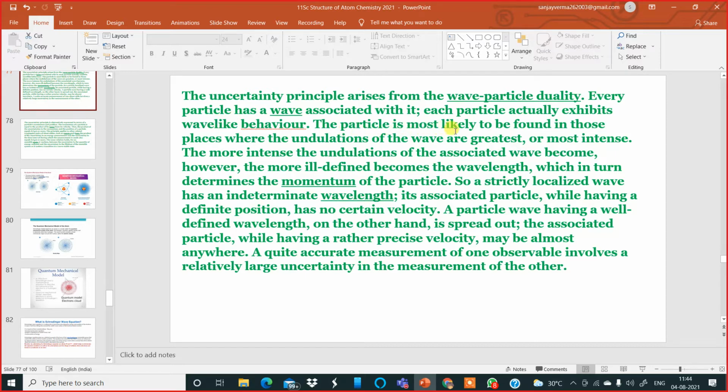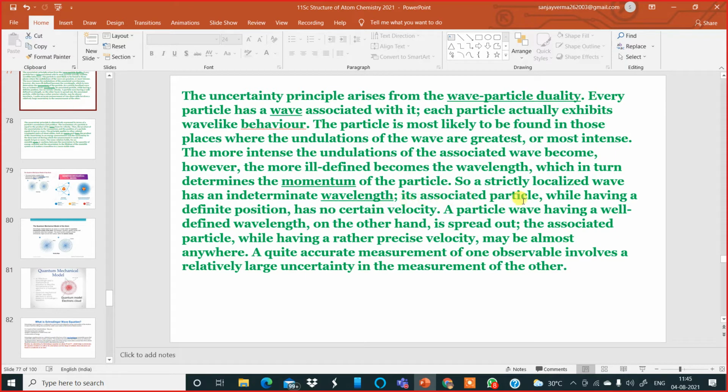Each particle actually exhibits wave-like behavior. The particle is most likely to be found in those places where the undulations of the wave are greater, that means the highest point, the crest, and the lowest point, the trough, are most intense. The more intense the undulations of the associated wave become, however, the more ill-defined becomes the wavelength, which in turn determines the momentum of the particle. Momentum means the product of the mass and the velocity. When you are climbing a hill, definitely your velocity will become less. That you have to keep in mind.